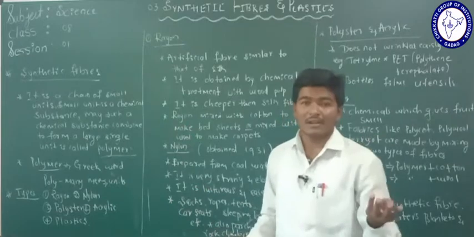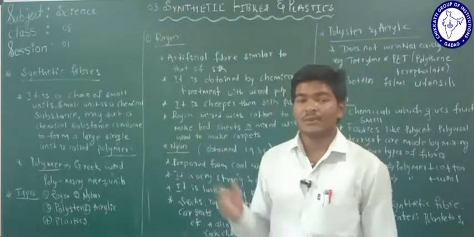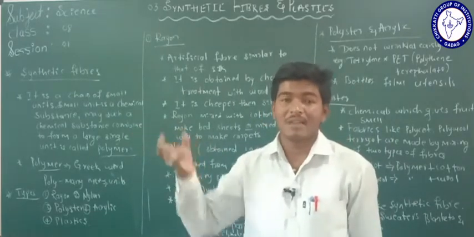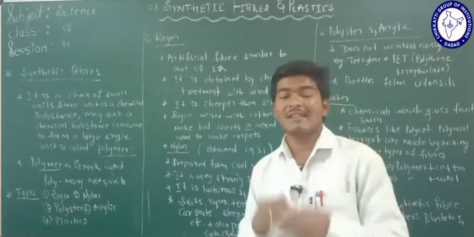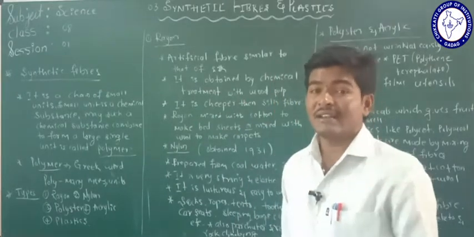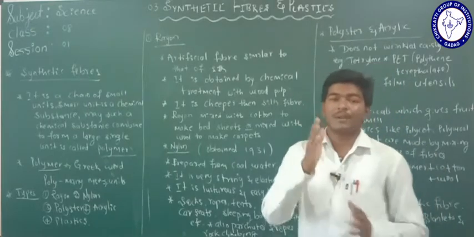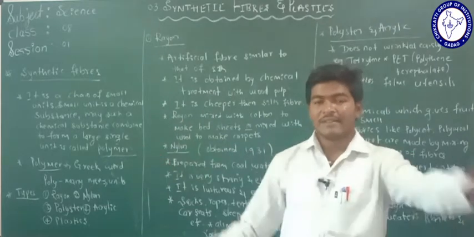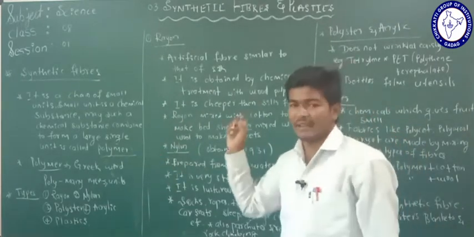Here cotton fiber is a plant product, and the fiber of silk is an animal product, it comes from the silk moth. You also studied what synthetic fibers are. Synthetic fibers are the fibers which are made by chemicals. The fibers obtained by chemicals are known as synthetic fibers.